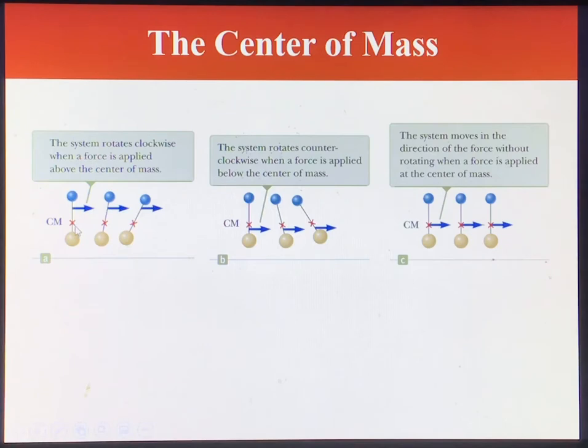So for example, if this is my center of mass here, if I apply a force in this direction here, then the system is going to rotate in the clockwise direction. And if I apply a force below the center of mass, this will rotate in the counterclockwise direction. Now, if a force is applied at exactly the same position as the center of mass, then the object is just going to move in a straight line without any rotation. So again, the center of mass is a very useful quantity.